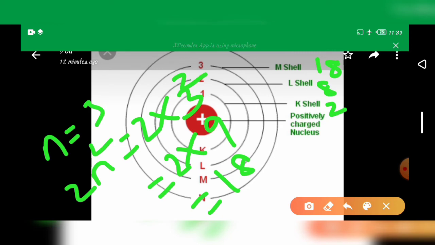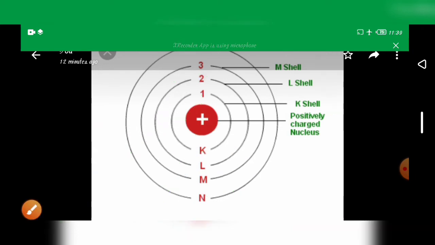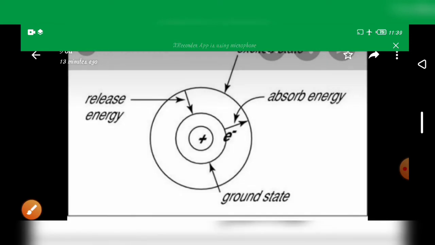Only 2 electrons can be accommodated in the K cell. If there are 3 electrons, 2 electrons will be accommodated in the K cell and the other one will go to the L cell. Like that, it will be filled. Okay, next we go to how the energy is released.